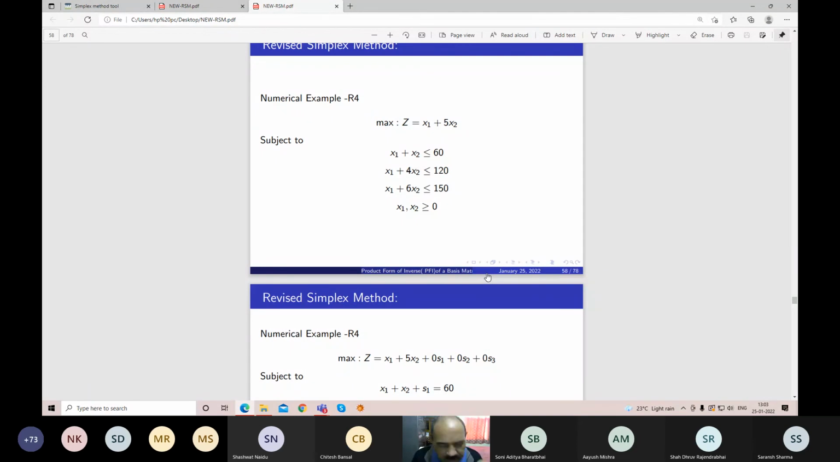See, in the revised simplex method, what you are doing is finding the product form of inverse. Using the first inverse, you compute the second inverse. Using the second inverse, you compute the third inverse. Since the problem has either 2 variables or 3 variables, after 3-4 stages you will find the solution. You only have to use some matrix multiplication, nothing else. If any difficulty, you can ask me.